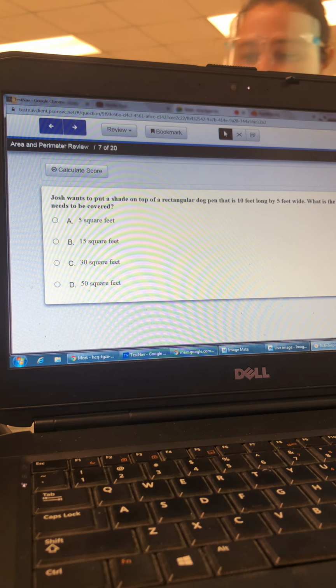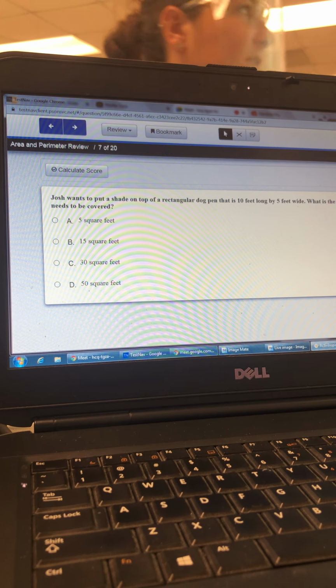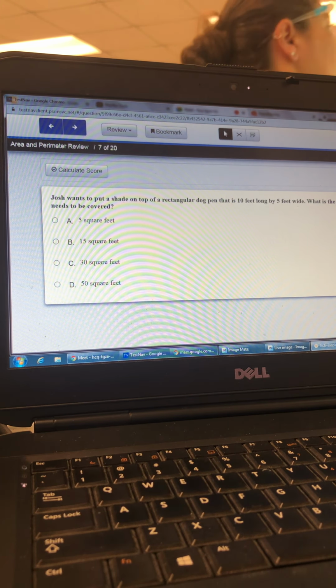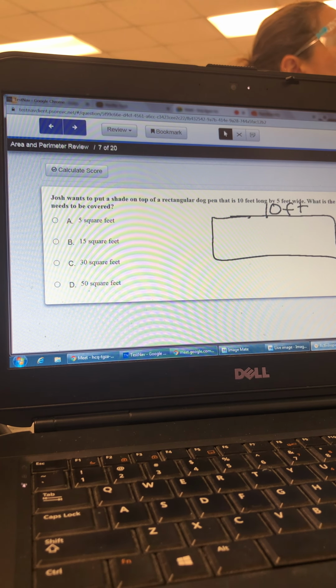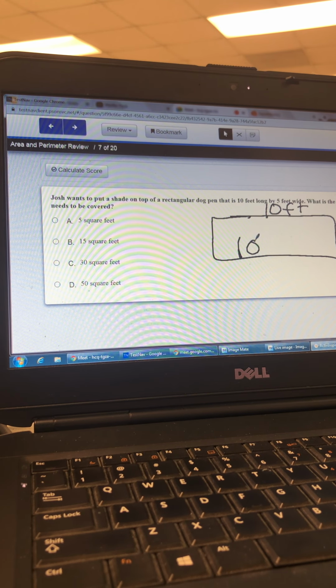This one's easy. All right, let's look at it. We know it is a 10 by 5, so we have a rectangular dog pen. It's 10 foot by 5 foot. He wants to put a shade on his rectangular dog pen that's 10 by 5. What is the area that needs to be covered? So 10 times 5 equals 50.